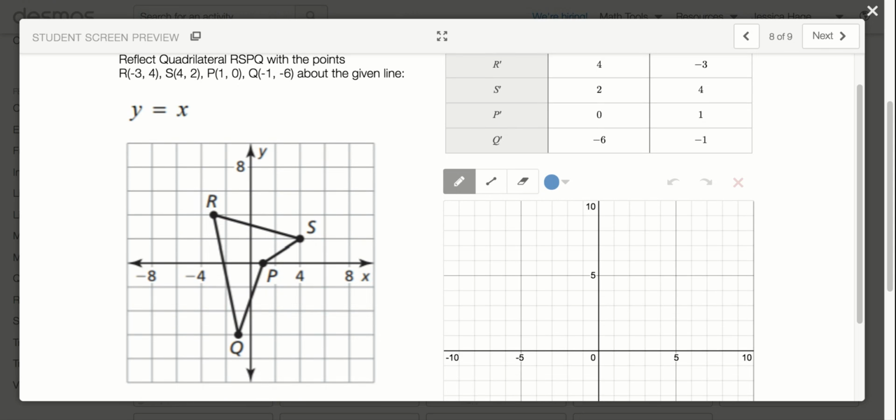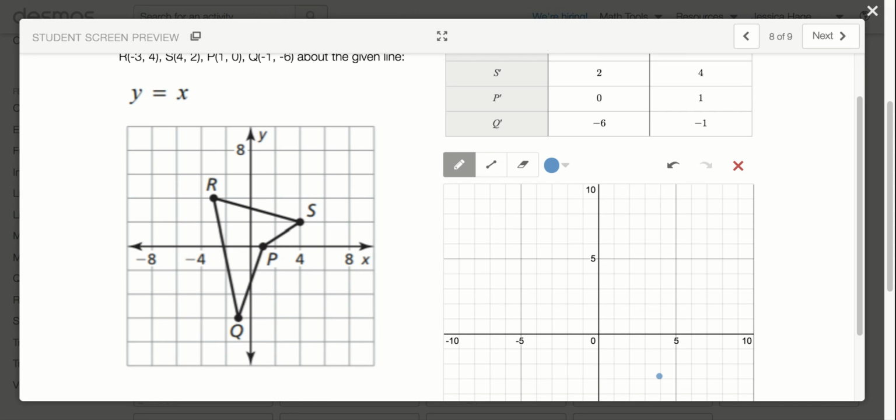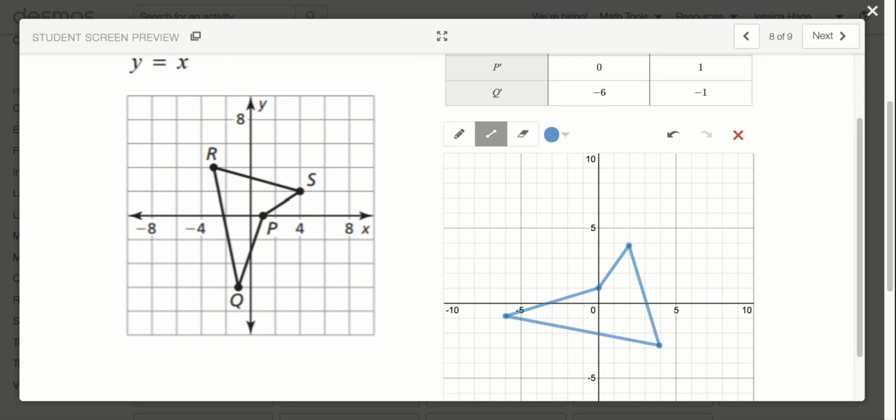So we're going to plot these points, and these are the primes. So we have 4, negative 3. We have 2, 4, 0, 1, and negative 6, negative 1. And then be careful when you connect these, you want to go in that order. So we're going to come up here, down this way, over this way, and down this way. And so this is a reflection of this figure here over a diagonal line that's going up one block at a time. And I can put that in. So the line y equals x goes like this. So that's the line of reflection.